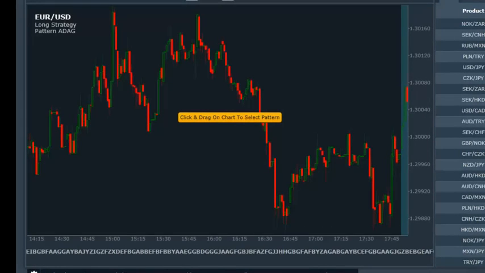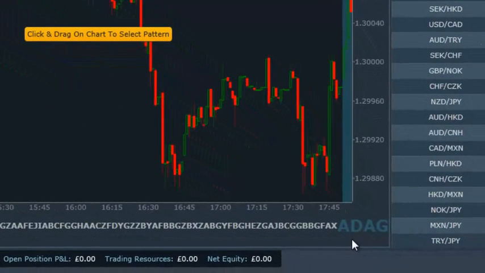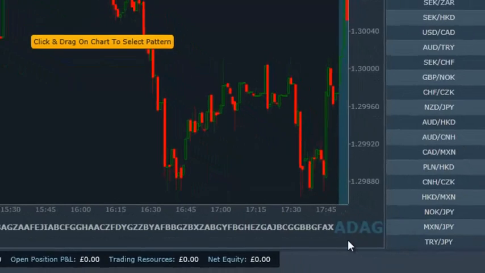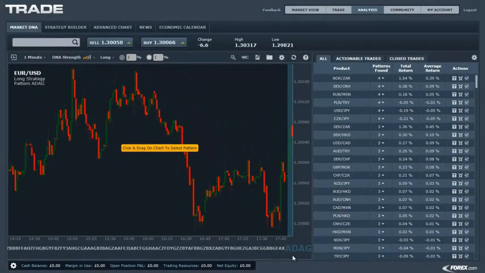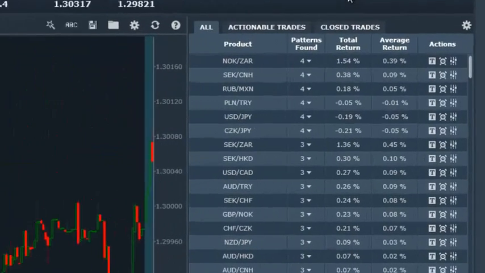The Market DNA algorithm instantly highlights and analyzes the last 4 candlesticks on the chart. Any corresponding pattern matches for other currency pairs are then displayed in the analysis panel on the right.